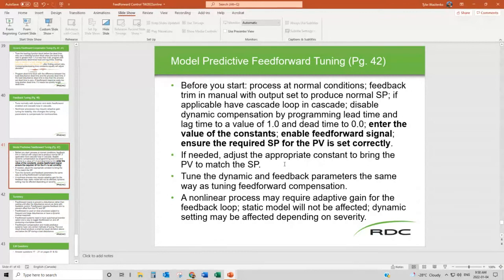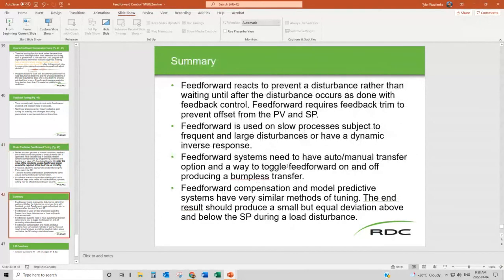Okay, close to the end here, and really what all this reading boils down to falls into the summary here, aside from a little bit of math. Feedforward reacts to prevent a disturbance rather than waiting until after this disturbance occurs, as feedback control would do. Feedforward requires feedback trim to prevent any offset between the process variable and the set point. Feedforward is used on slow processes subject to frequent and large disturbances, or those processes that have a dynamic inverse response, like steam drum level.